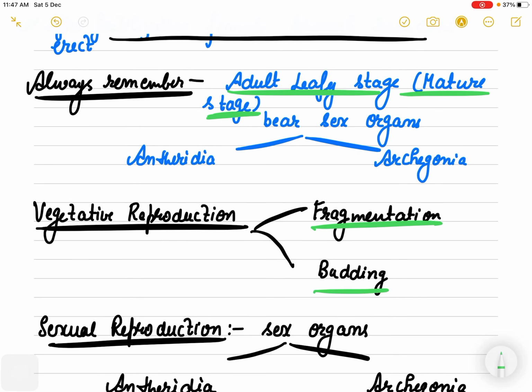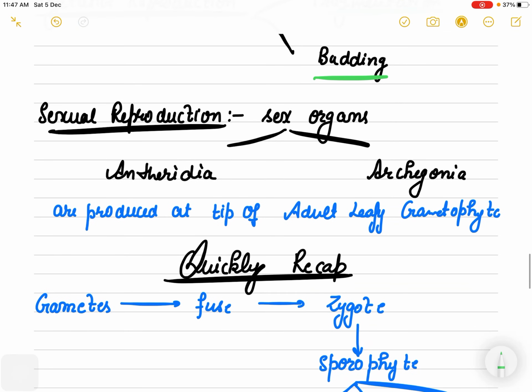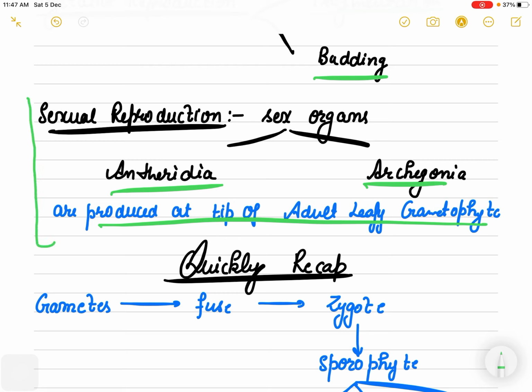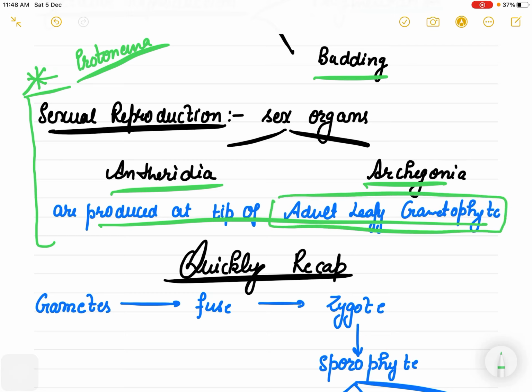Vegetative reproduction is definitely by fragmentation and budding, and in sexual reproduction, antheridia and archegonia play a major role, which are produced at the tip of the adult leafy gametophyte. None of you should mark that antheridia and archegonia are developed in the protonema stage. No, they are developed in the secondary protonema, which is your adult leafy gametophytic stage, your mature stage of bryophyte, or you can say the mature stage in the mosses, right?